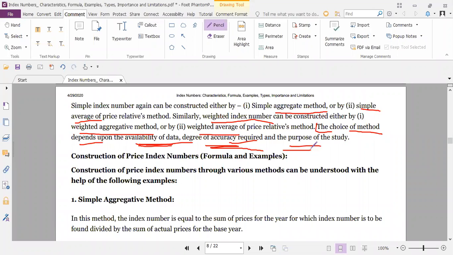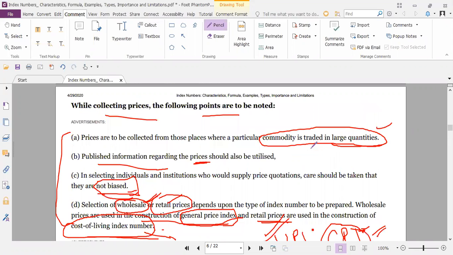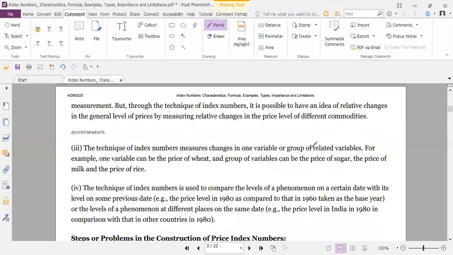I think that's it. So we're done. Any doubts so far? So we're done with the important part required for this topic. That is the definition we've seen, and we've seen the steps in construction of index number and also their difficulties, right? If you have any doubts, otherwise we'll just quickly revise all these things. Yes, any doubts?